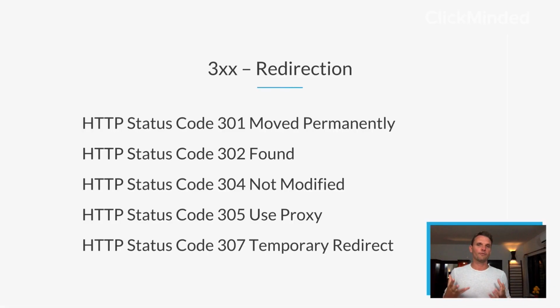The 300 block is for redirects. So you requested an address, but you were sent somewhere else. And there's a bunch of different types of redirects: a 301 redirect, a 302, a 304, 305, and 307. We're going to talk about all of these a little bit more, but any status code in the 300 block will be a redirection request.